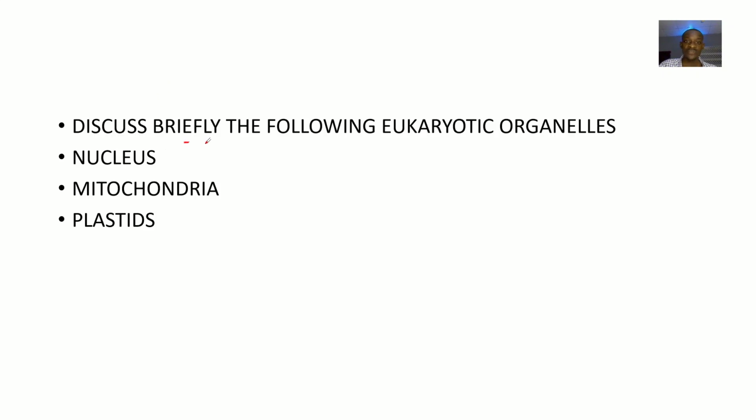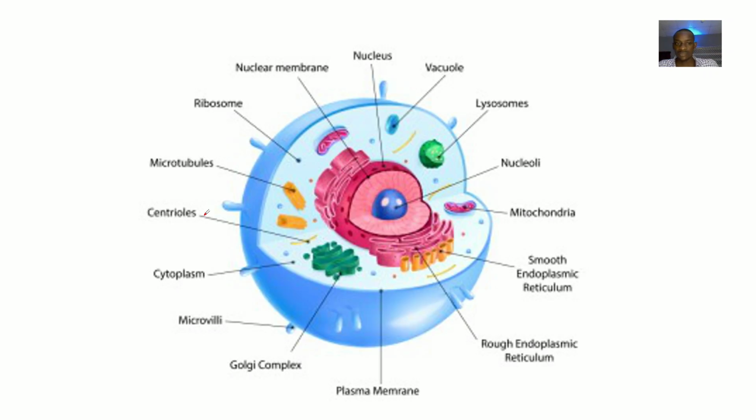So the question was: briefly discuss the following eukaryotic organelles. Eukaryotic cells have parts known as organelles. We have the nucleus, we have mitochondria, we have plastids. They say you should discuss these.